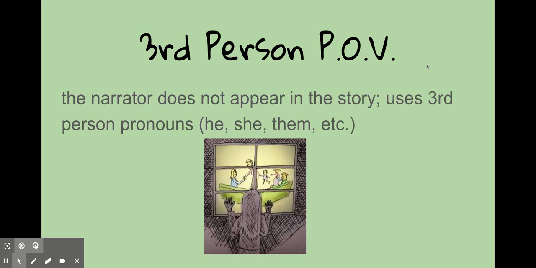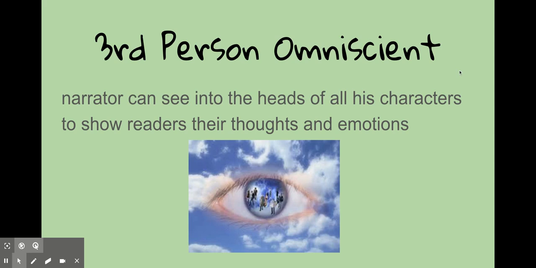Third person point of view, this is when the person telling us the story, the speaker telling us the story, is not in the story at all. They are outside of the story and they're just telling us what they see and hear. This narrator will use he, she, them, they. It will never use I or me because they are not in the story themselves. Now, sometimes this third person narrator can see into the heads of all the characters, and we call this third person omniscient. So they can see into the thoughts and emotions.